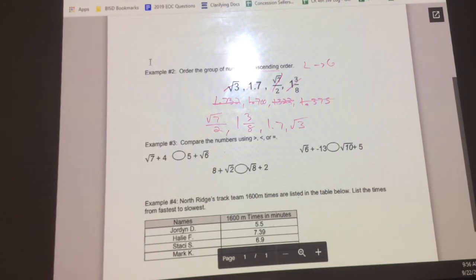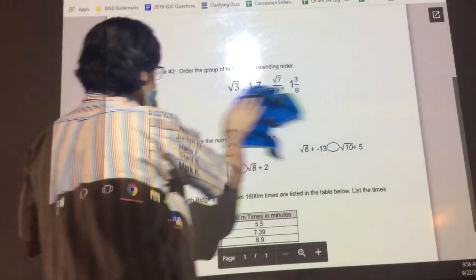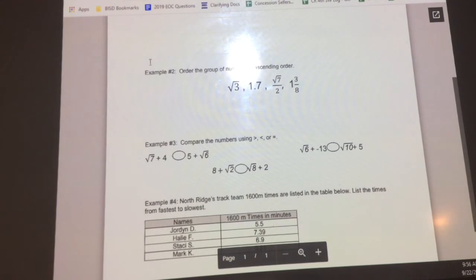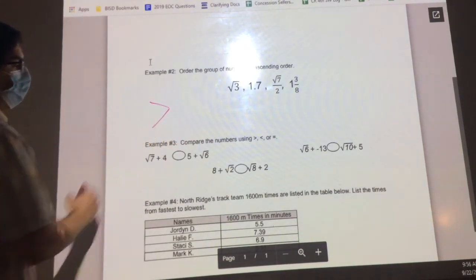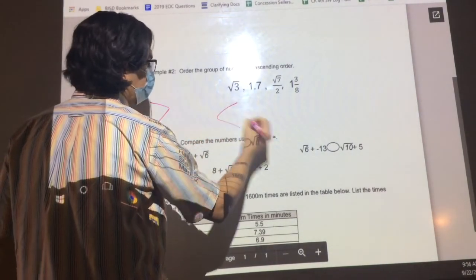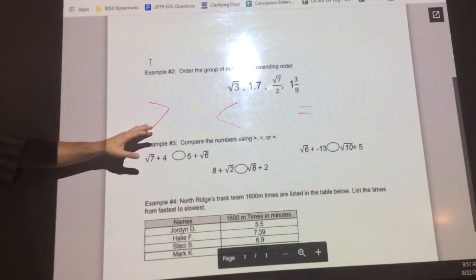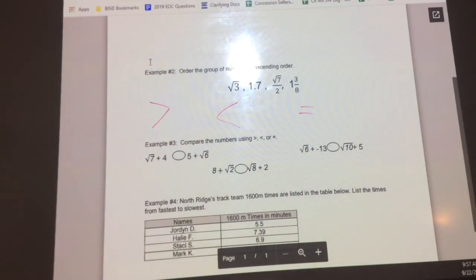All right, awesome. Let's talk about this next one, number 3. Number 3 is a little bit different. Not much different. But instead of listing numbers now, what it's asking us to do is compare these numbers using inequalities or equal symbols. So just to recap, this is the greater than symbol, this is the less than symbol, and this is the equal to symbol. Remember the alligator mouth always eats the bigger number? So whichever side is bigger, we want the open mouth facing that one. Does that make sense? If they equal each other, then we go from there.